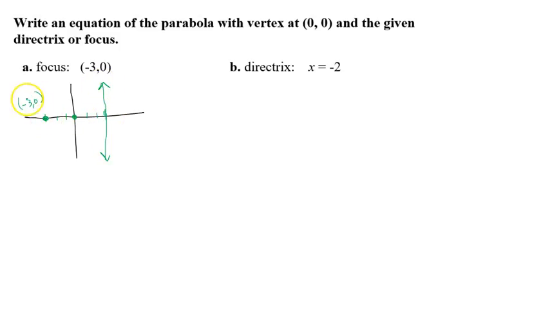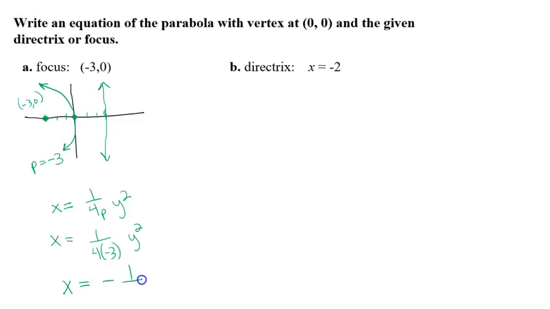But our p-value is negative 3. Because this guy is going to be opening to the left, open towards your focus. And this is going to be x equals 1 over 4p y squared. P is negative 3, so x equals 1 over 4 times negative 3 y squared, and that's negative 1/12 y squared.